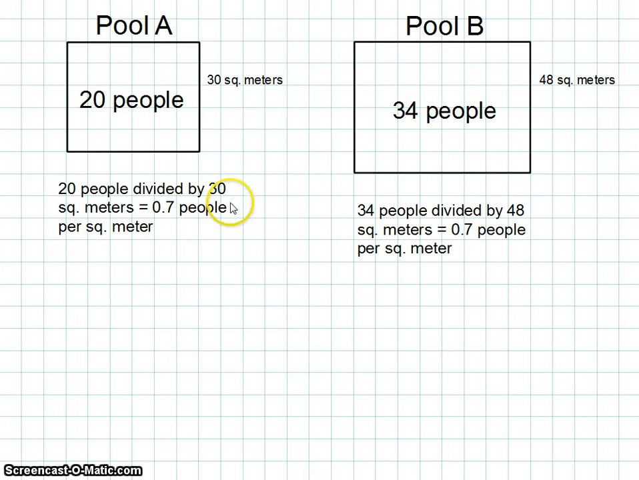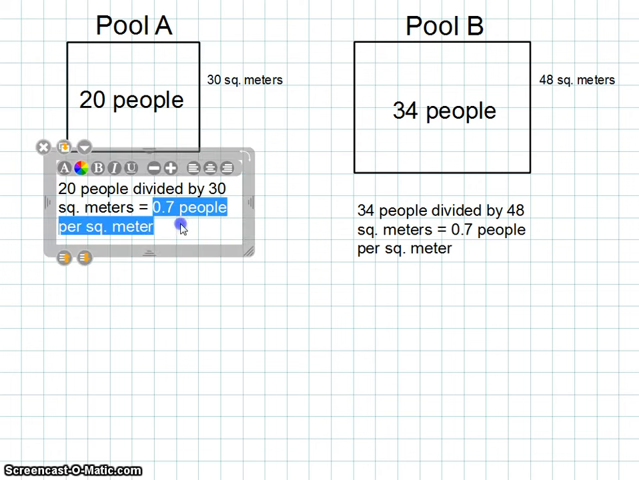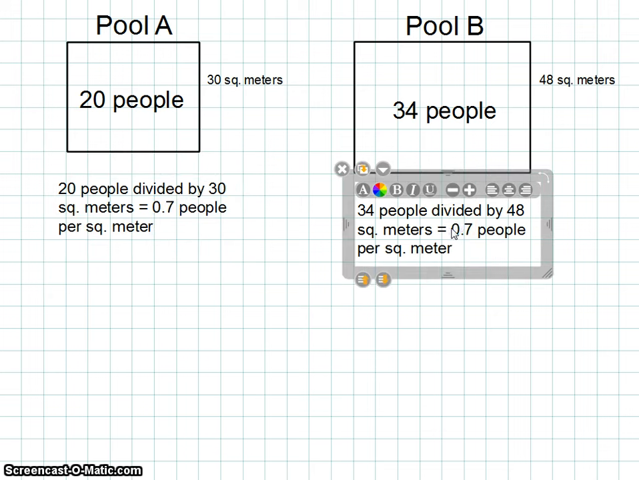And in this case, we found out how many people per square meter. Square meter is 1 square meter, right? So for 1 square meter for pool A, there were going to be, rounded, 0.7 people. So this information here is the population density of pool A. And then this information here is the population density of pool B.